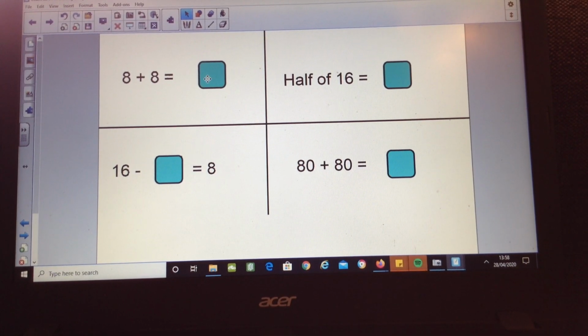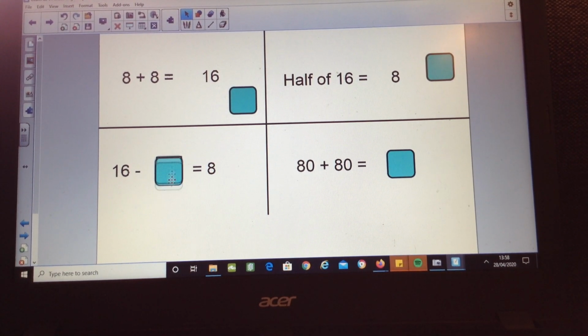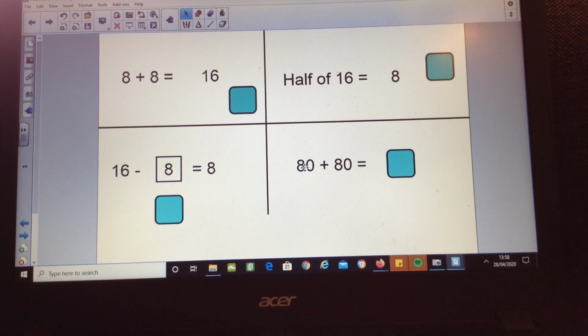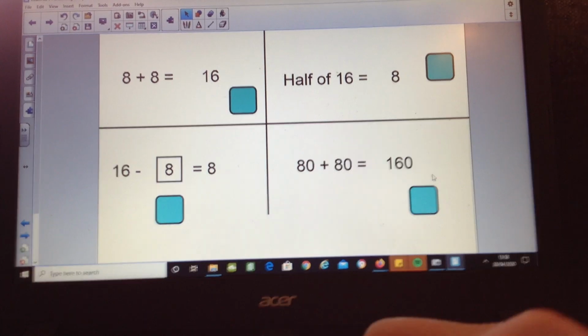Okay, 8 plus 8 equals 16. Half of 16, well, we've just done that with our sweets, haven't we? Half of 16 equals 8. 16 take away what equals 8? That's 8, of course. 80 add 80. 8 tens add 8 tens. Well, we've got to write that 16 first, and then we've got to put the 0 on the end. 8 tens add 8 tens equals 16 tens, and remember we call that 160.